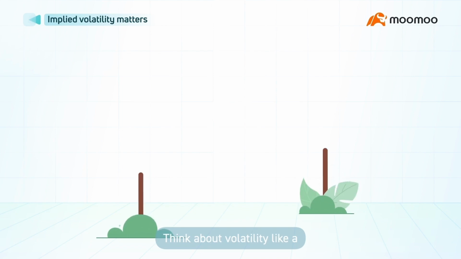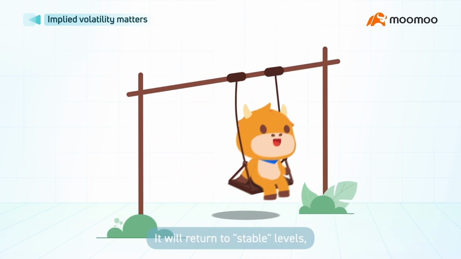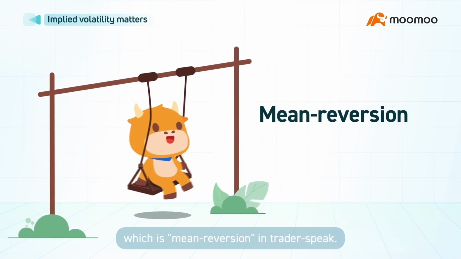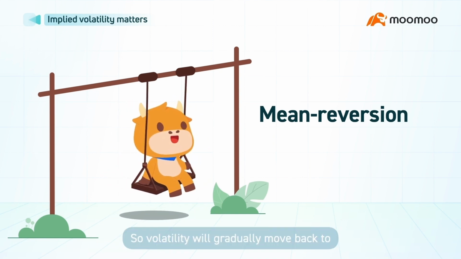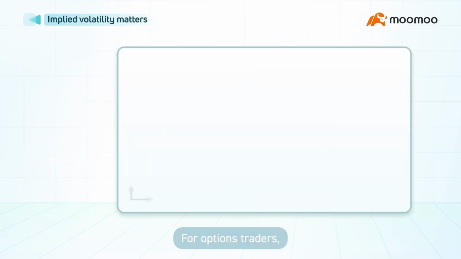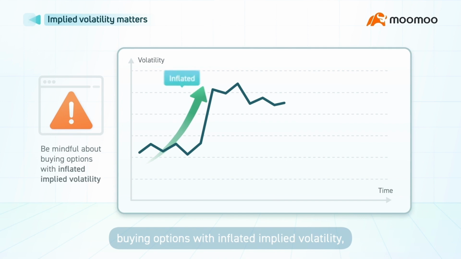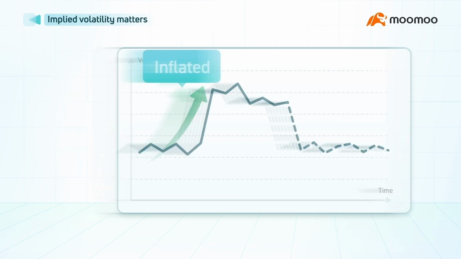Think about volatility like a swing. Vigorous movements cannot last long. It will return to stable levels, which is mean reversion in trader speak. So, volatility will gradually move back to its historical average over time. For options traders, it's a good idea to be mindful about buying options with inflated implied volatility, as they are likely to be overpriced, and their prices may easily stumble.